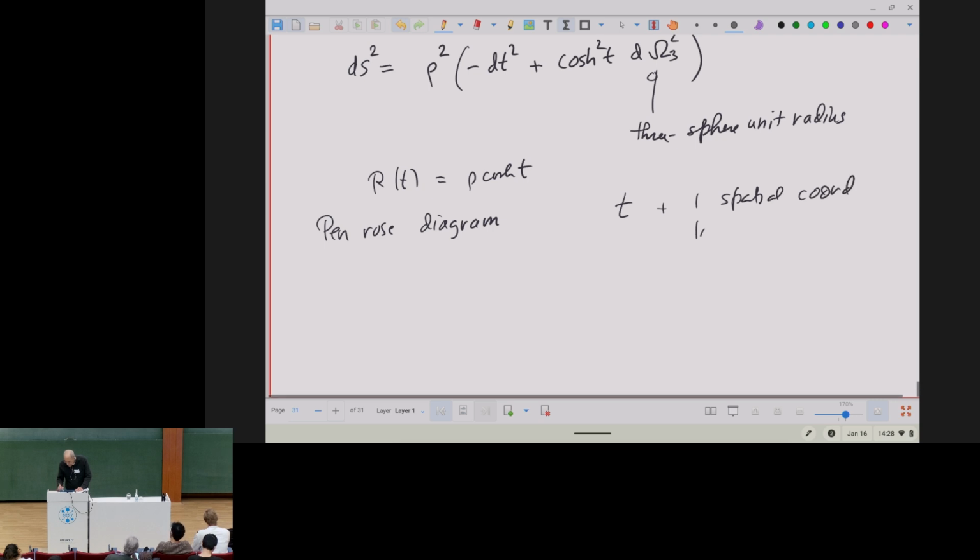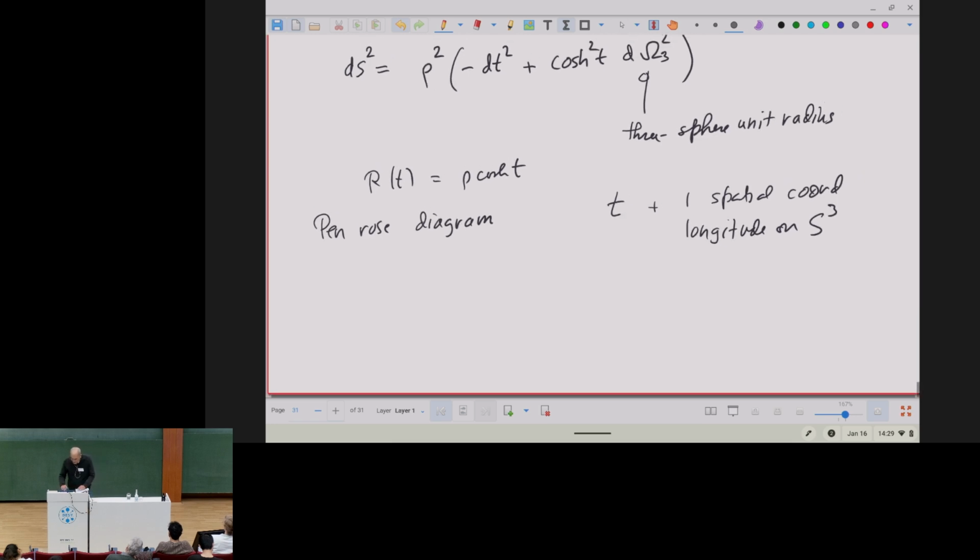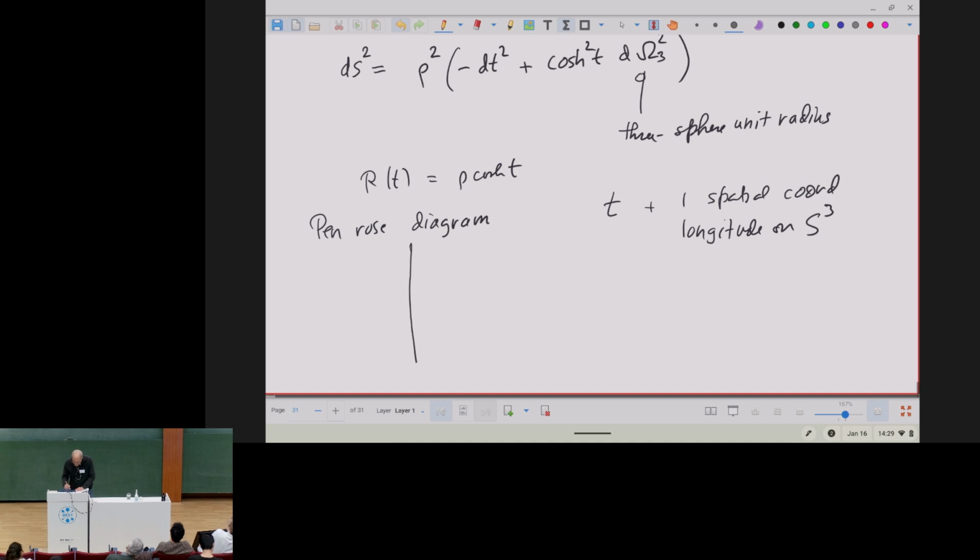And the spatial coordinate here you could think of as longitude on the sphere. So S3 has got a north pole, it's got a south pole, and in between there's a longitude. And for fixed longitude, there's a two-sphere, two angles that will be suppressed. So in the Penrose diagram, you show time and the longitude only. And the Penrose diagram looks like this. It's a square. Time runs vertically. So time infinity is at the top, time minus infinity is on the bottom. The North Pole and the South Pole are on the left and right. By N and S, I mean the North Pole or the South Pole of the sphere.